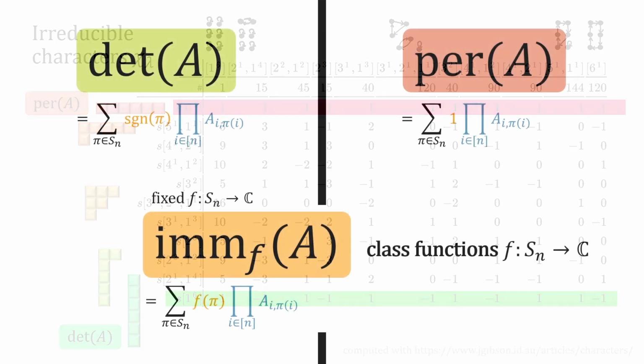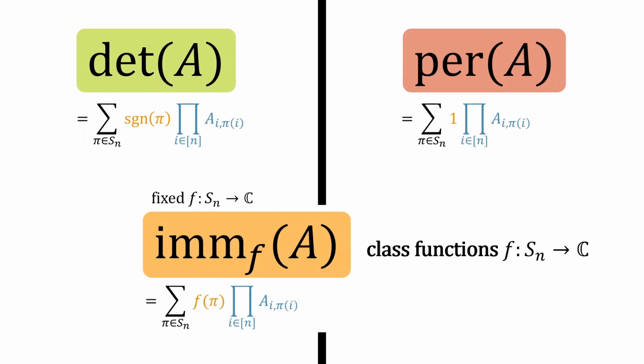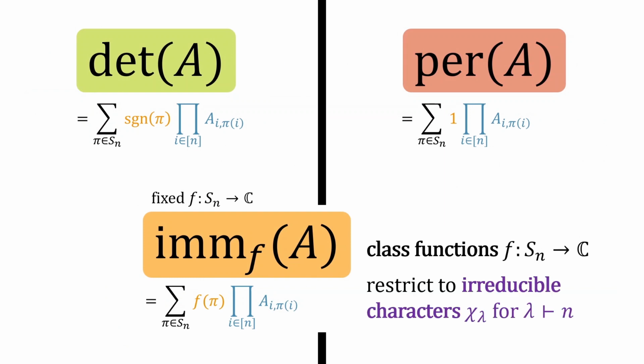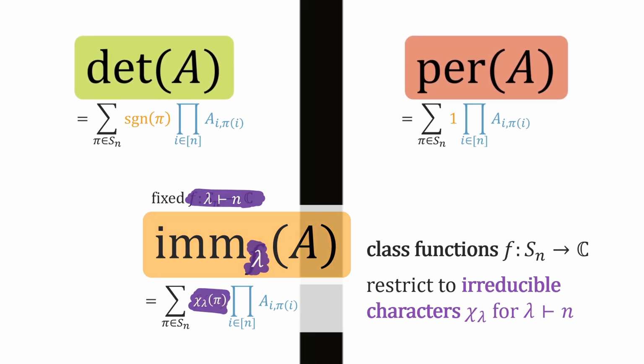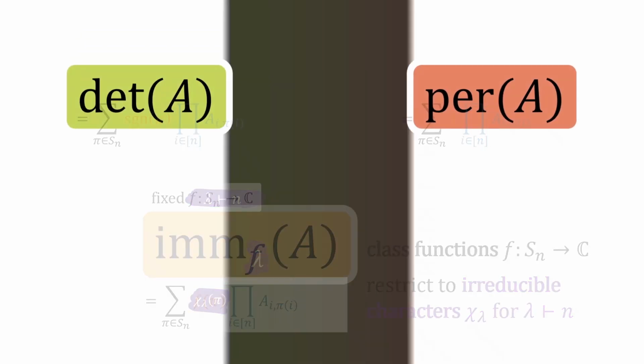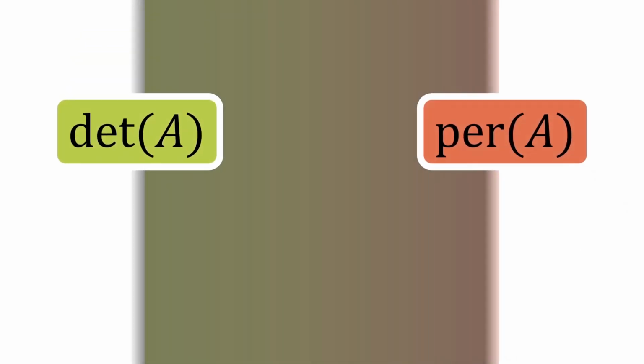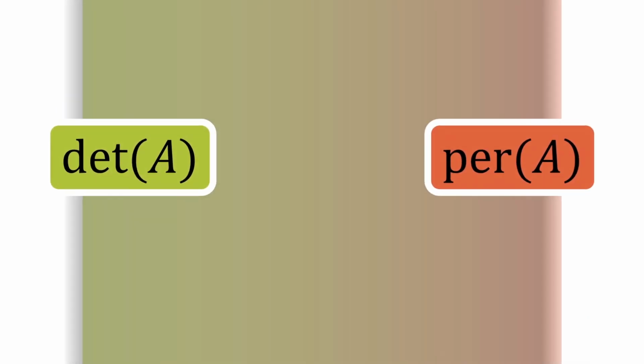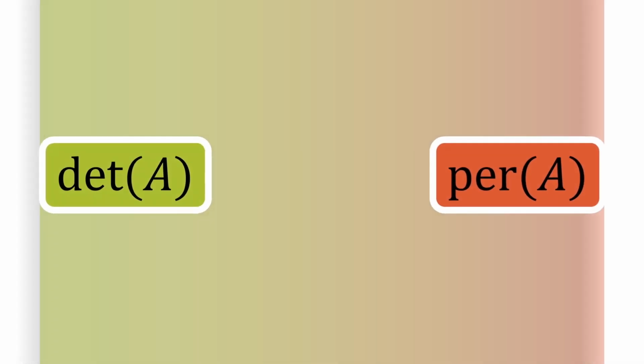So let's get back to the main story. We're going to restrict the function f in the definition of our immanent to be an irreducible character. So for any partition lambda, we define the lambda immanent to be the immanent where permutations are weighted by the character chi lambda that corresponds to the partition lambda. This gives us a spectrum of matrix functionals, so-called character immanents, that live between the permanent and determinant.